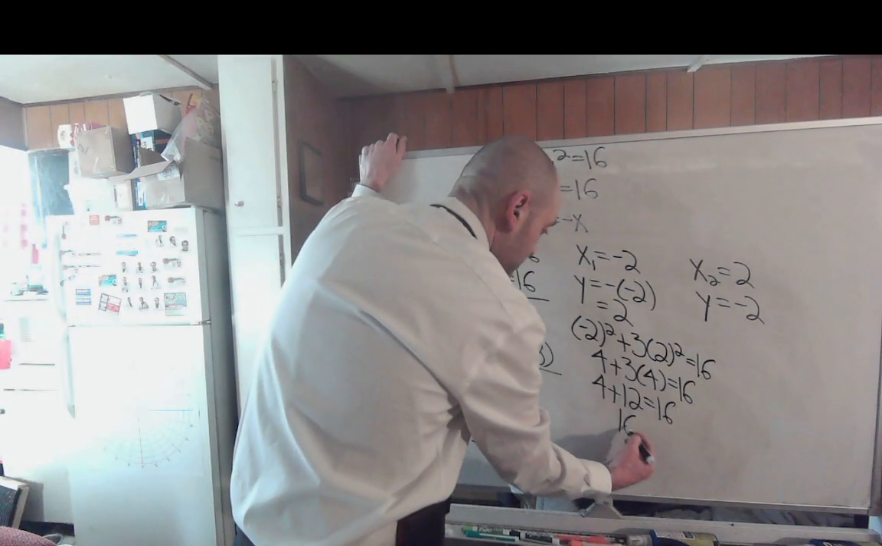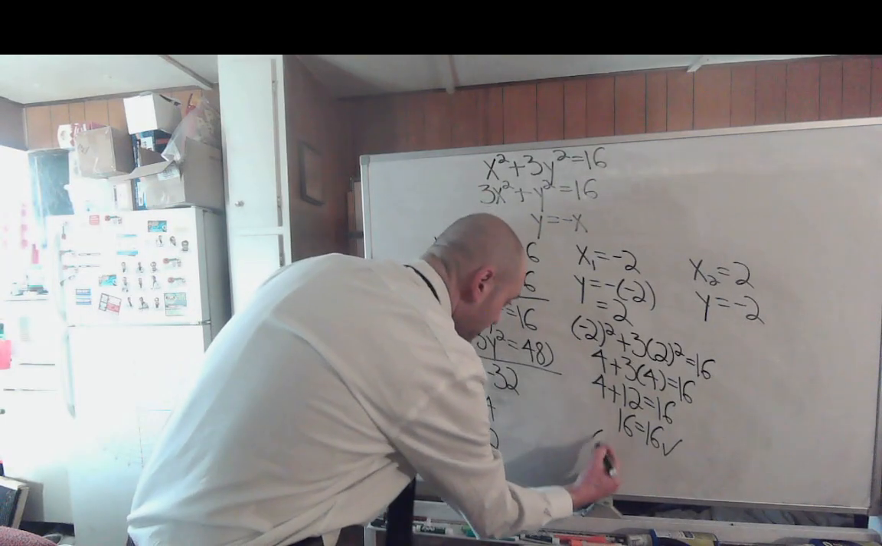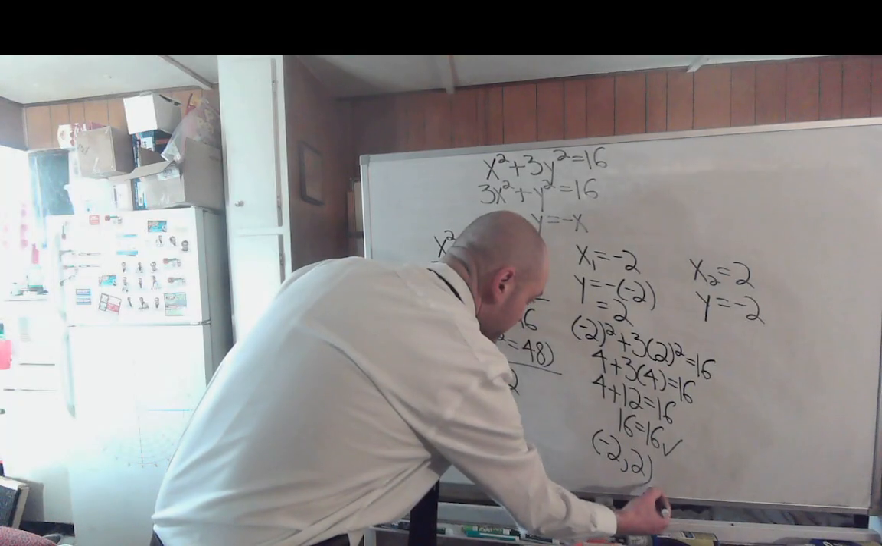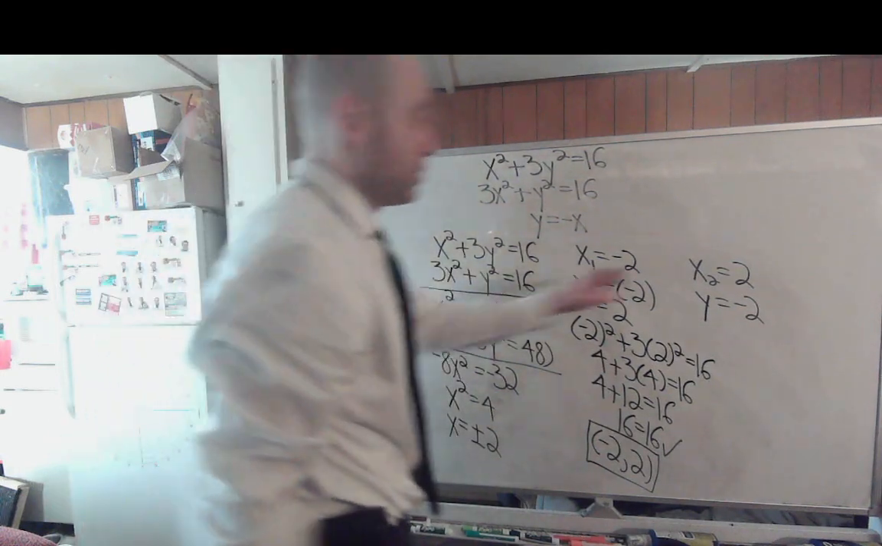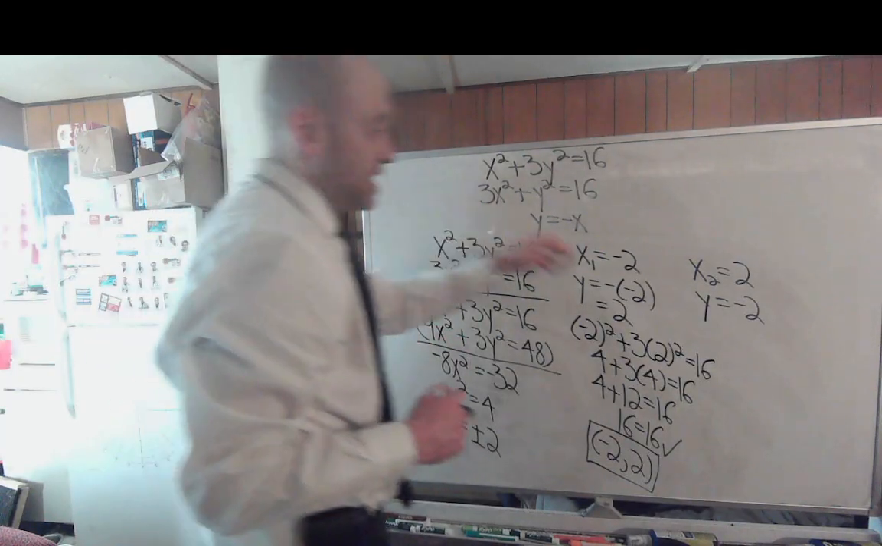Well, 16 equals 16. You have a true statement. So the ordered pair negative 2, positive 2 is definitely a viable solution. Now, let's check our second coordinates. Why don't we put these into the second equation?